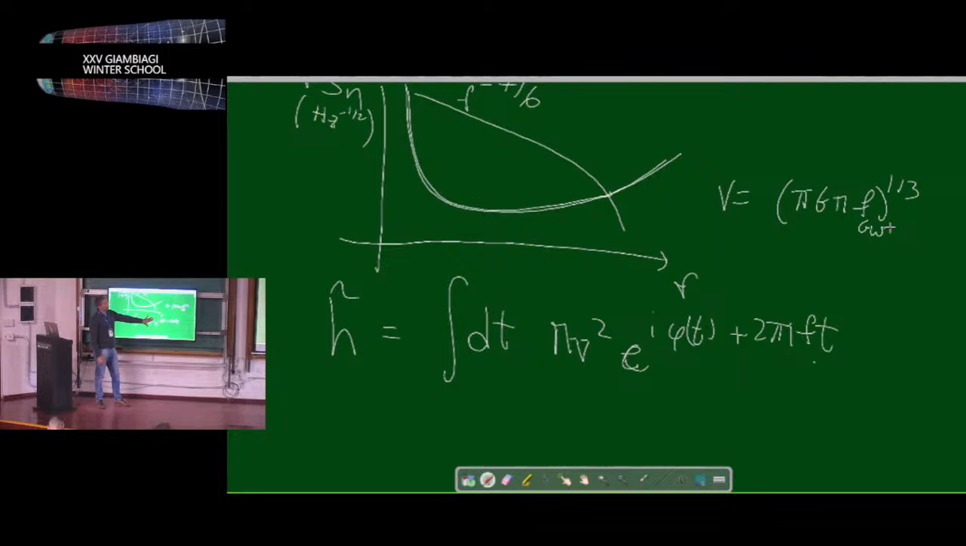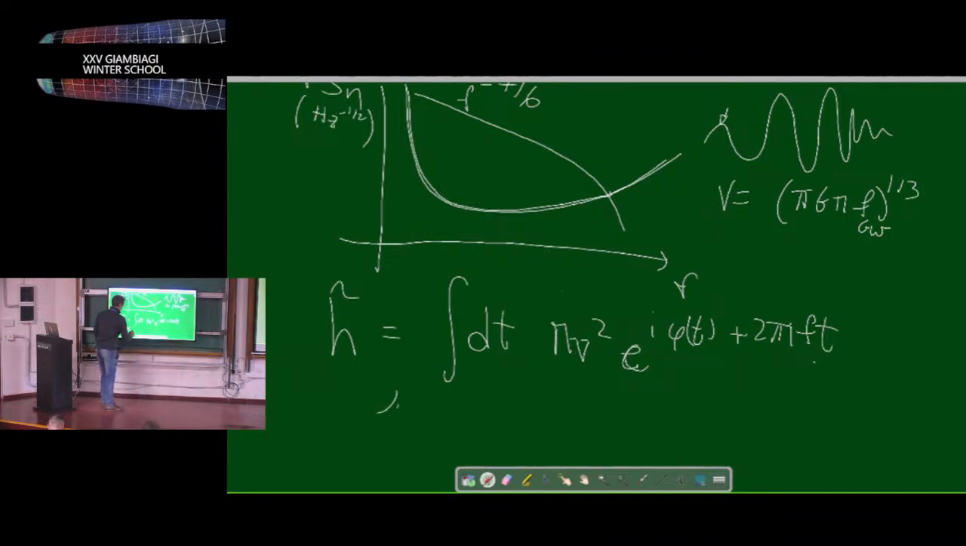Just because the amplitude of the waveform in time domain goes up as the two objects approach, no? When the velocity of the binary increases, the two objects tend to merge, velocity gets close to 1, and so the frequency and the velocity increase. So in the Fourier transform, you get that this piece of the waveform contributes to this frequency, this piece of the waveform contributes to this frequency, but here the frequency is changing very rapidly. Here the frequency is changing very slowly.